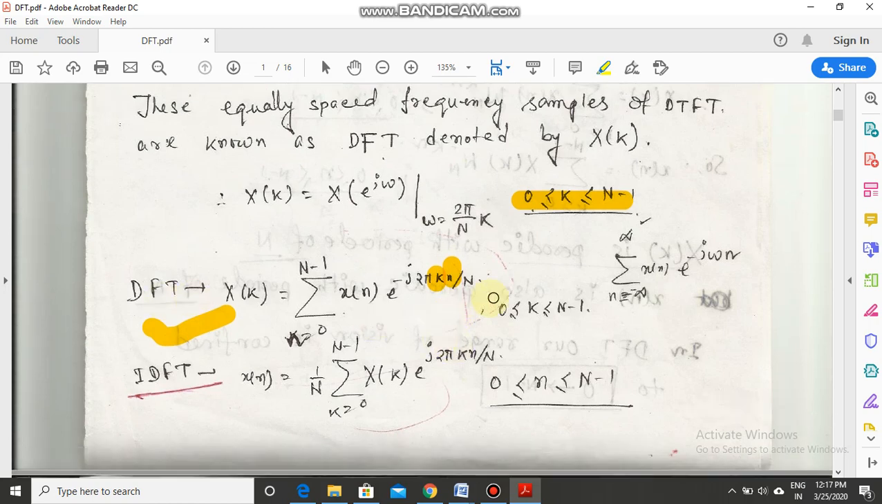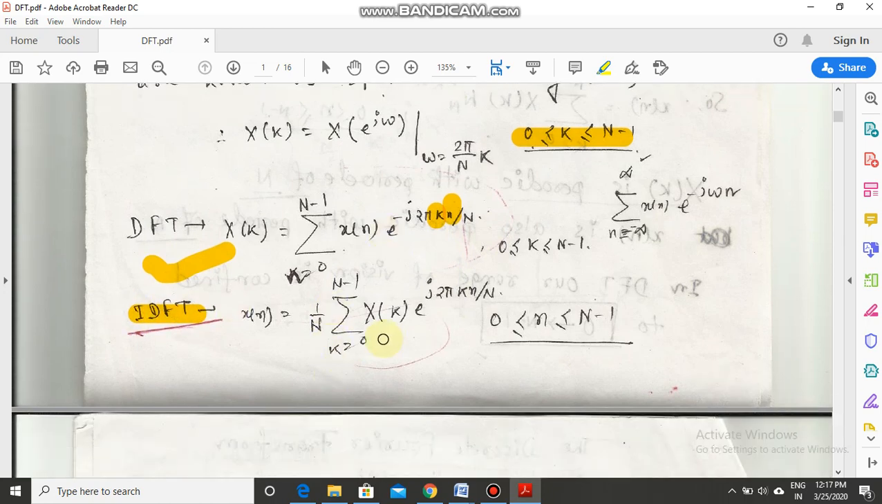Now from the formula of DFT we can directly calculate the formula of IDFT also. It is very simple: we can write down the value of x of n from this equation, which is 1 by N times the sum, where k varies from 0 to N minus 1 and n also varies from 0 to N minus 1. So this is the formula of the inverse discrete Fourier transform.